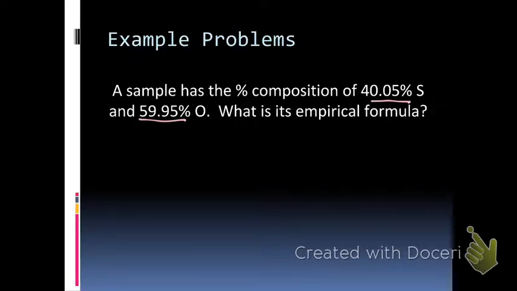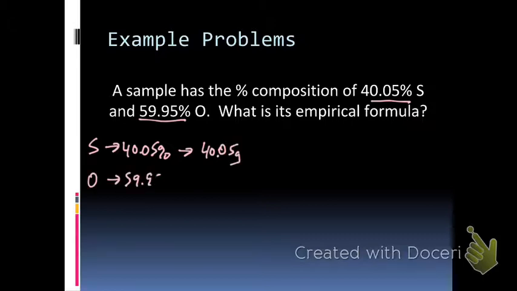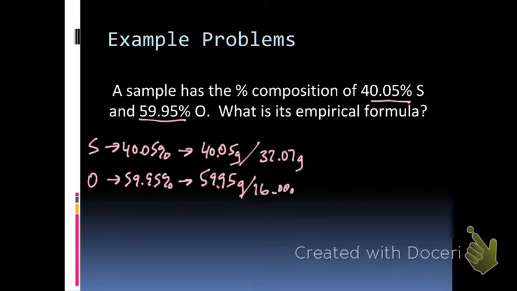So if you ever encounter percentages when you're calculating the empirical formula, change it to grams. The easiest way is to just make it out of 100. So sulfur is 40.05%, which we're just going to make into 40.05 grams. Oxygen is 59.95%. We're just going to make that into 59.95 grams. Now it's exactly like we did in the previous problem. So sulfur is 32.07 grams per mole, and I'm dividing by the molar mass, right? Oxygen is 16.00 grams per mole.